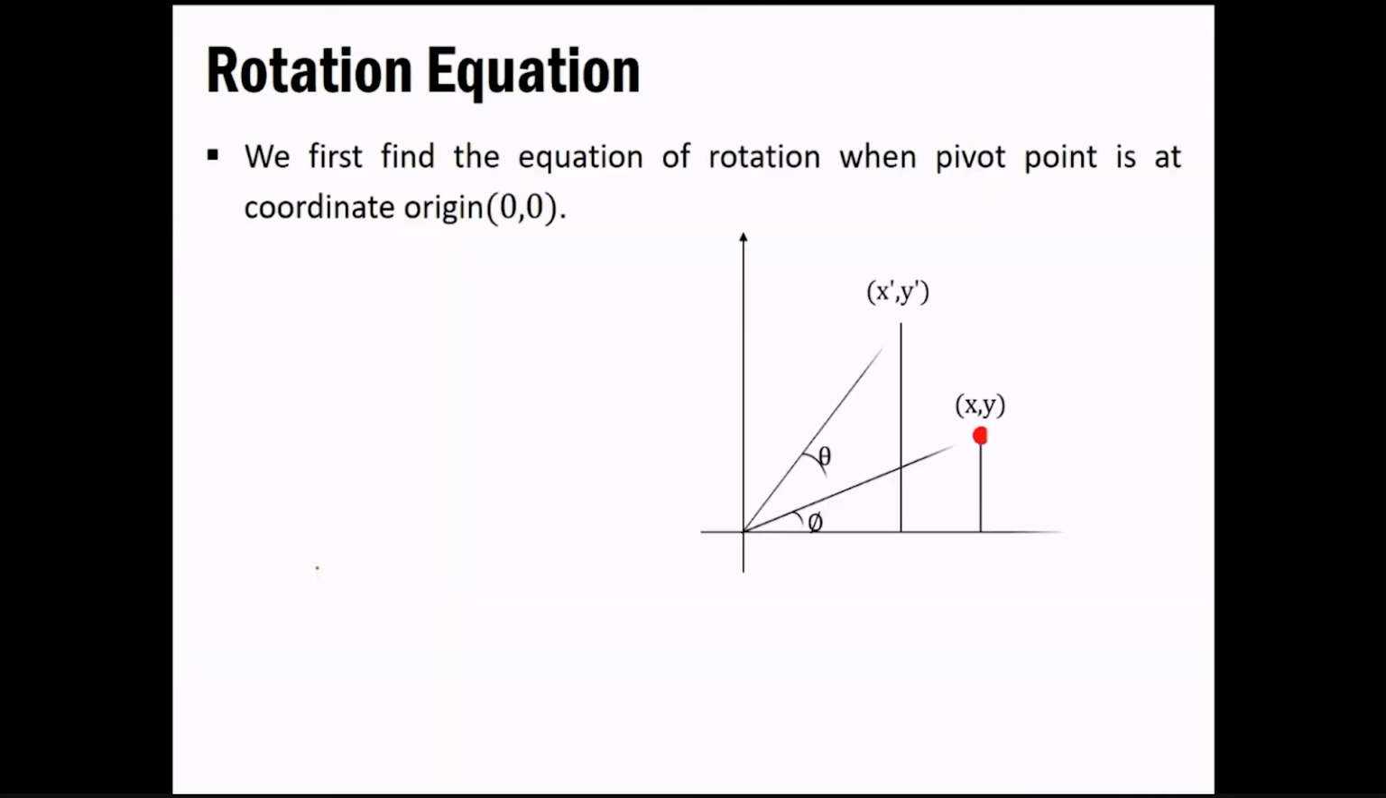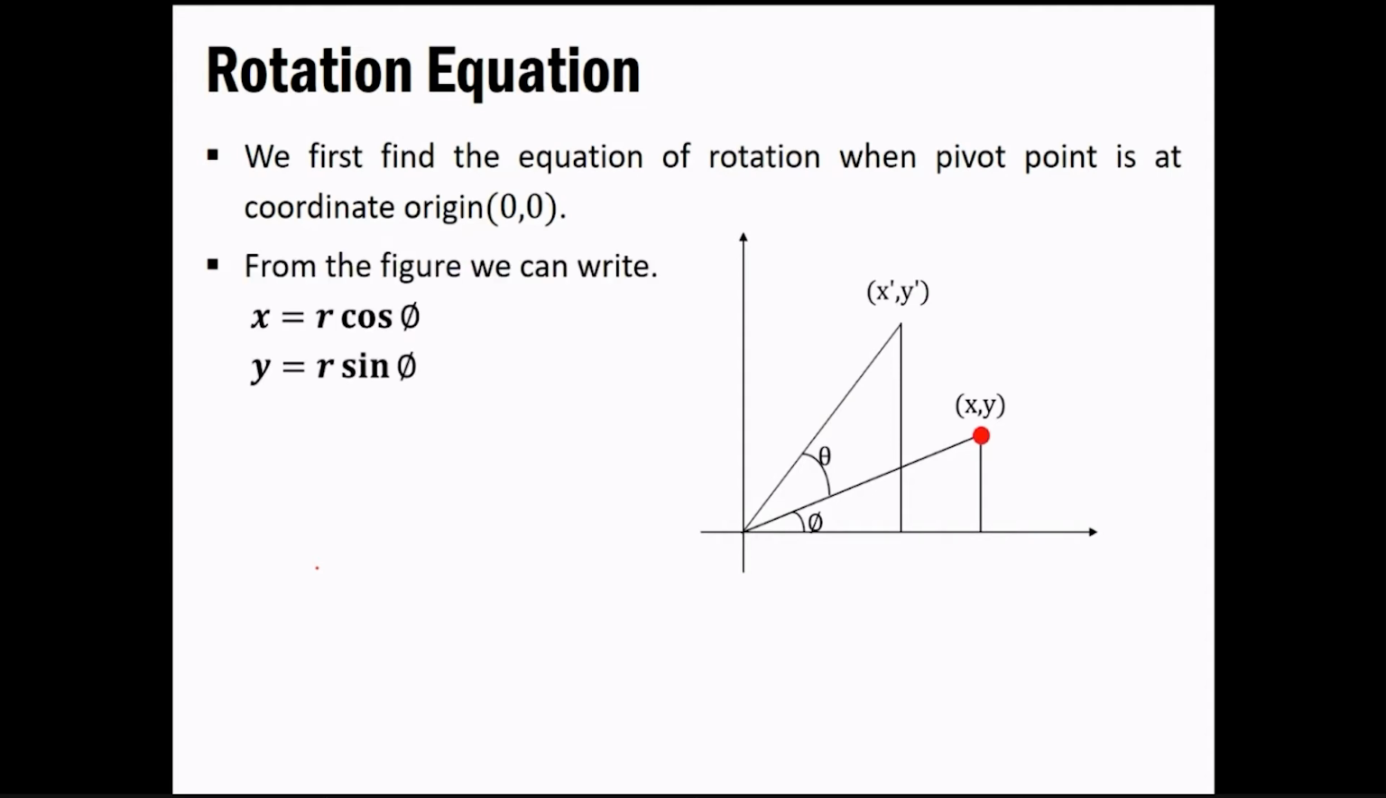Okay, so now over here, which thing can we adapt or use? What it says is we first find the equation of rotation when the pivot point is at the origin, 0 0. Okay, so the equation of rotation. So now we have this out of the figure, that is x equal to r cos phi, and y equal to r sin phi.